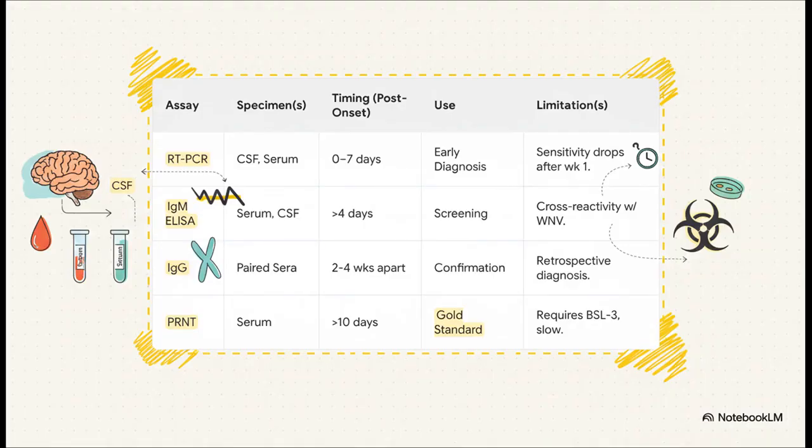Early in the infection, say within that first week, your best bet for direct detection is RT-PCR on CSF or serum. After day 4 or so, the antibody response really starts to kick in, and that's when the IgM ELISA becomes our go-to screening tool. But as we know, its big limitation is that cross-reactivity. Now, you can confirm a recent infection retrospectively by showing IgG seroconversion with paired sera. But to definitively tell St. Louis Encephalitis Virus apart from West Nile Virus, we have to bring out the gold standard.